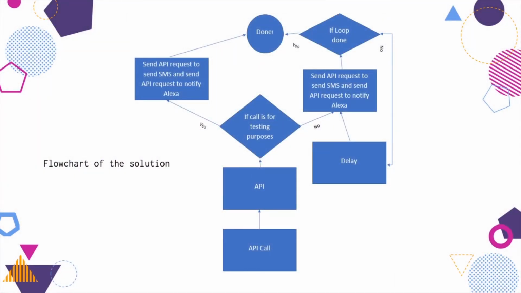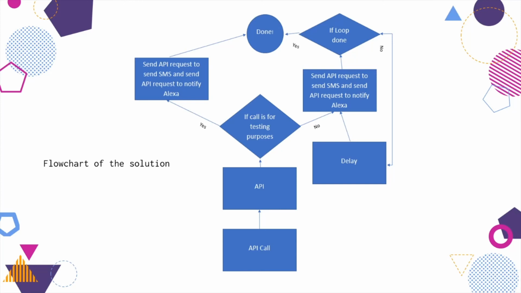Here is our flowchart of the solution. First, we have an API call. Then it goes to our API. If the call is for testing purposes, then it'll have two parameters required automatically filled in, which is the name of the user and what's chasing the user right now. So if I add the name Henry and the object chasing Henry would be a zombie, the notification that would result would be, "Hey, Henry, the zombies are coming to get you. You need to move." For this one, it's automatically filled in with test and test.